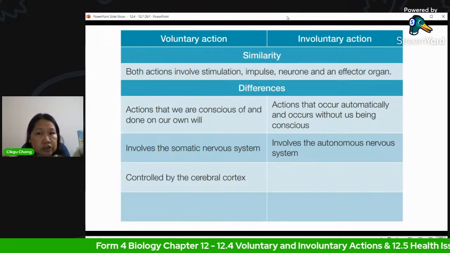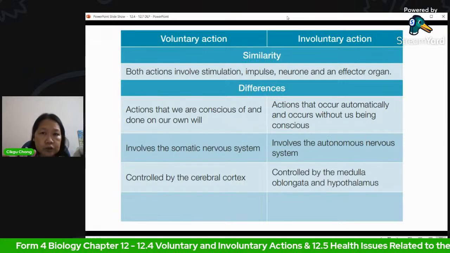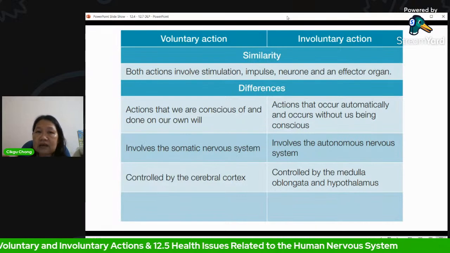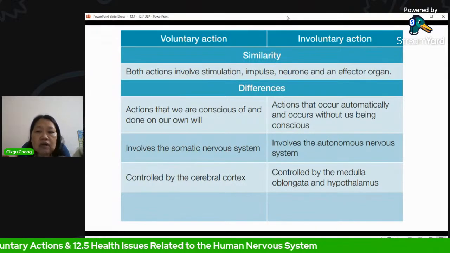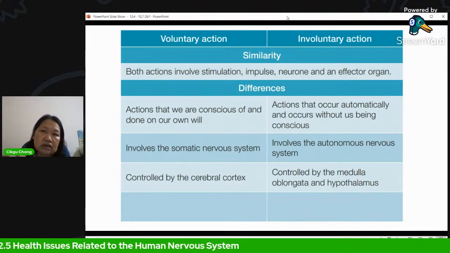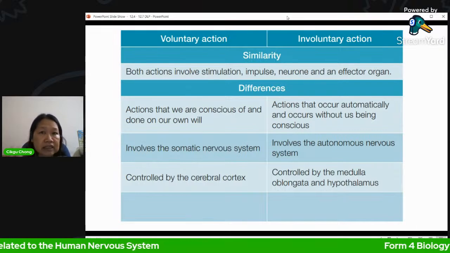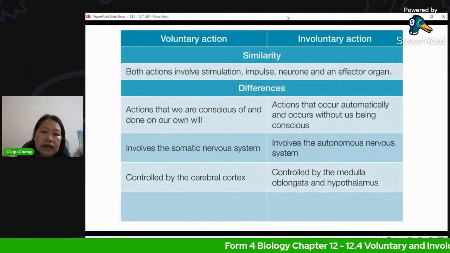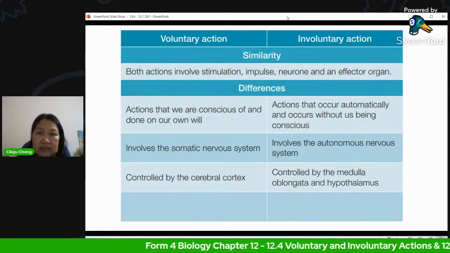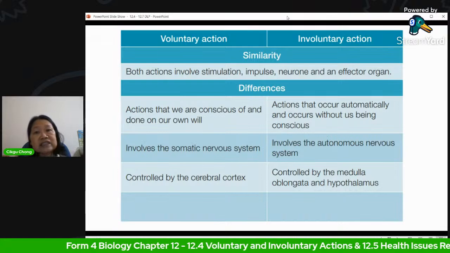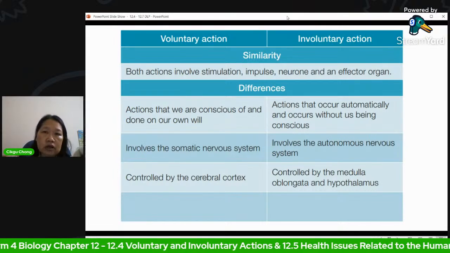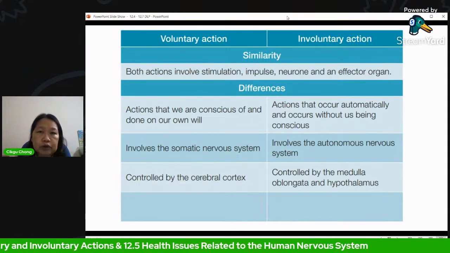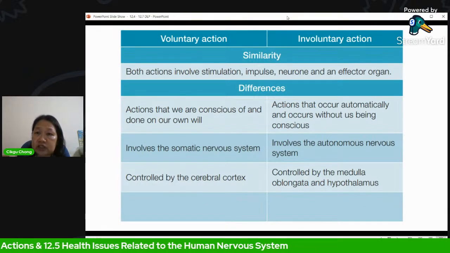And for involuntary action, they're controlled by two parts of your central nervous system. One is the medulla oblongata, which I've mentioned in my previous lesson also. It is actually the beginning of your spinal cord, at the base of the brain, the hind brain. And the other one is the hypothalamus, which also receives impulses from parts of your body, and sends impulses to the other parts to produce the involuntary actions.